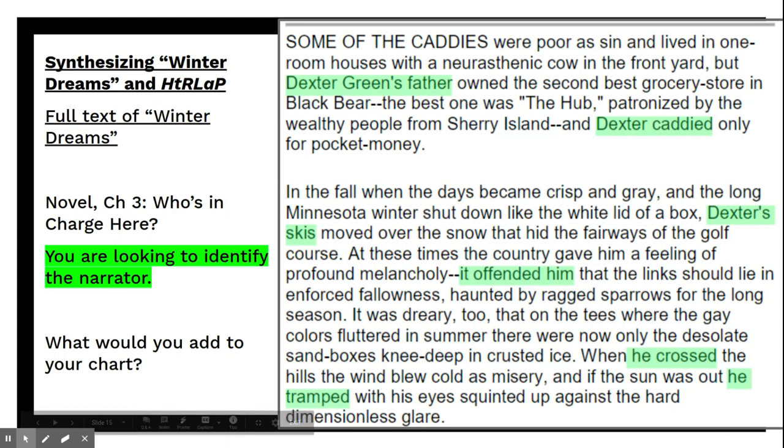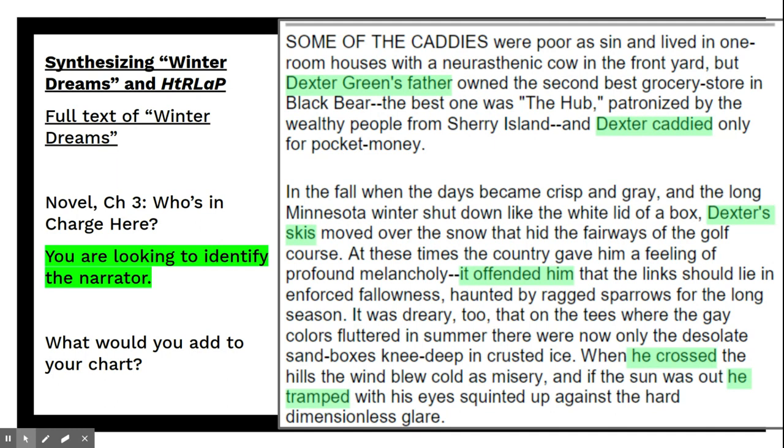This one, who's in charge here? So I've highlighted places where we have those clues. We have the pronouns here, him, he. It's referring to Dexter, as if this is not Dexter telling the story. So we know that this is third person. What form of third person it might be, we need to read a little bit more.